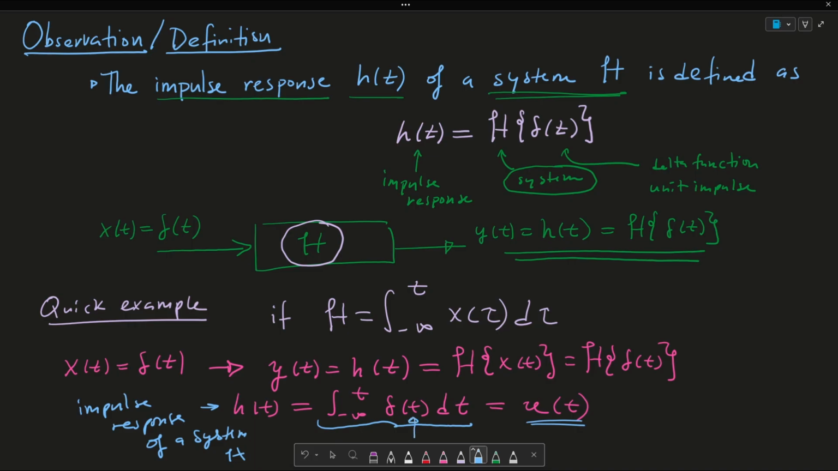In the upcoming videos, I will be doing examples of this to really clarify the point. But moving forward in this video, let's note this definition again: the impulse response h of t is the output when my system receives an input delta t. If you have any questions about this slide, please leave them down in the comment section below and I'll be sure to get back to you.